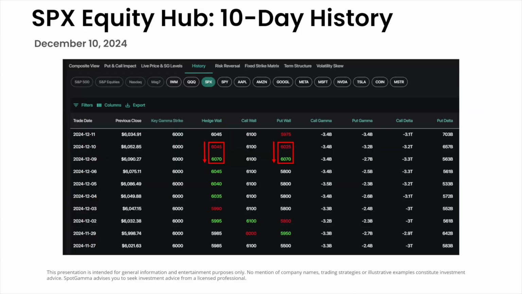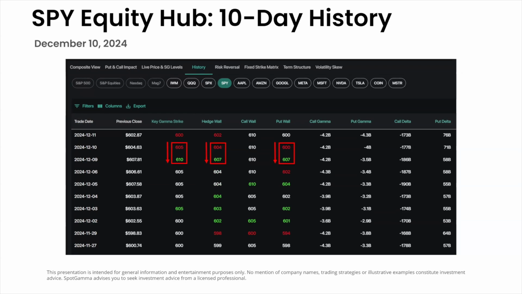The Equity Hub history, shown here, displays the changes in key daily levels and other metrics for the last 10 days. The history for SPX showed a move lower in the volatility trigger and put wall on December 10th. Note this screenshot was taken on December 11th. The history for SPY showed a move lower in the absolute gamma strike, volatility trigger, and put wall on December 10th. Note this screenshot was also taken on December 11th.